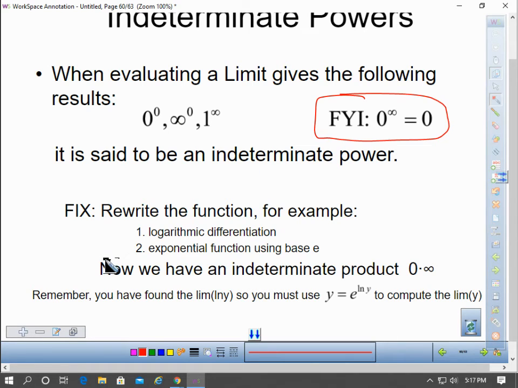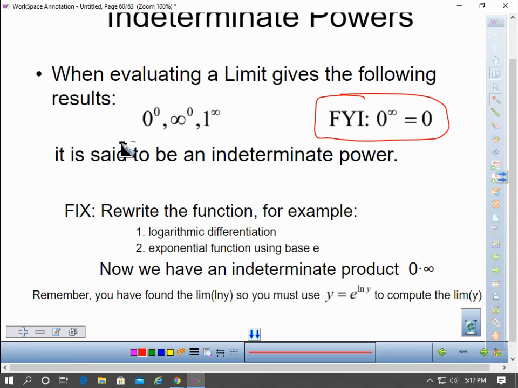Okay, so the way to fix it, you can rewrite the function in a different way. Since these are exponents, we can use logarithms. Makes sense, right? With exponents, we can always rewrite it using logarithmic differentiation and/or exponential functions with base e. It depends on the situation. Once we've written it using logarithms, you now have a product. Then you've got to take your product and write it as a fraction, using the strategy we talked about for indeterminate products.